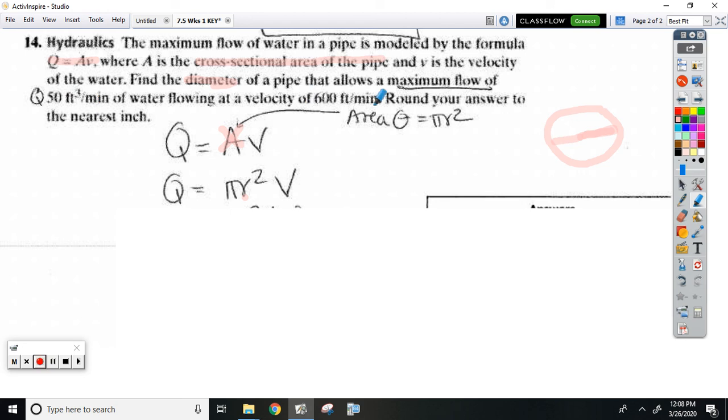and a velocity of 600. So that means that our Q value is 50, our V value is 600. So I'm going to go ahead and plug those into the equation. 50 in for Q, 600 in for V.